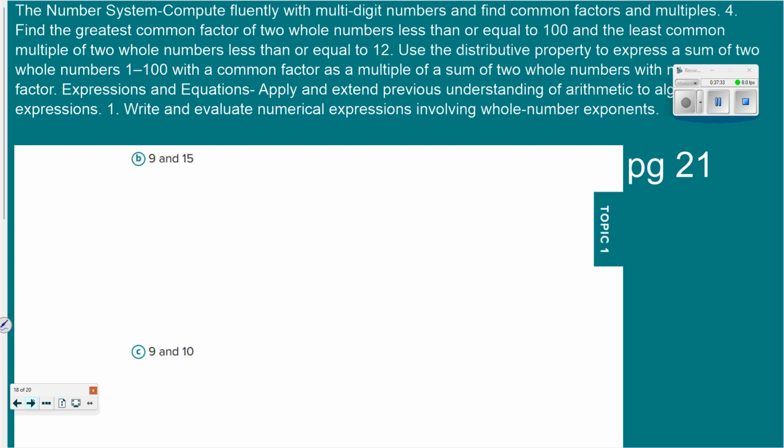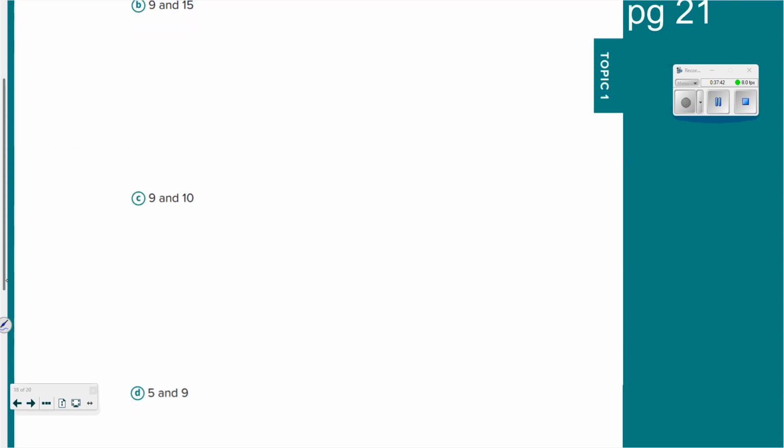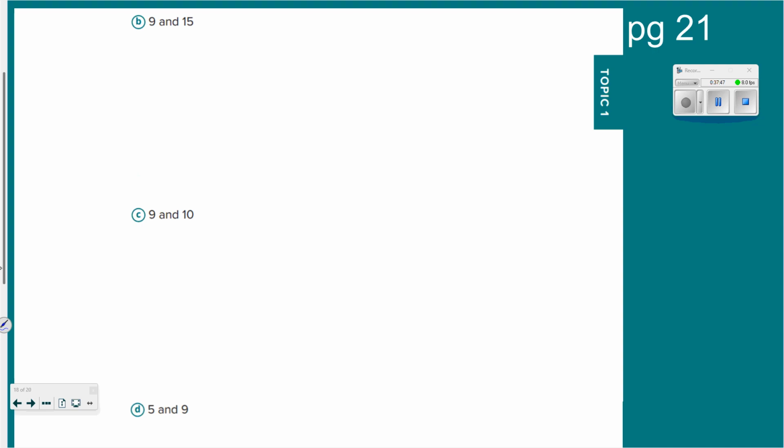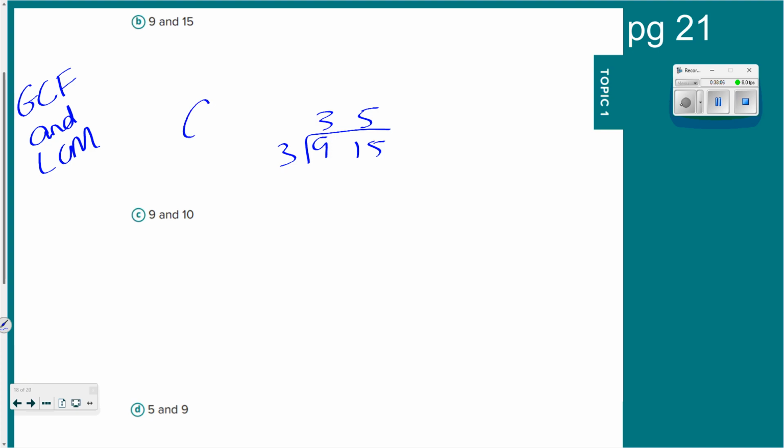9, 15. Can't do 2, I can do 3. Gives me 3 and 5. 3, 5 are my key numbers. GCF is 3. LCM, 9 times 5 is 45. 9, 10. Can't do 2, 3, 5, or 7. That means they are relatively prime. GCF is 1. LCM is 90. 5, 9. Can't divide them both by 2, 3, 5, or 7. Means they are relatively prime. GCF is 1. LCM is the 2 multiplied together, 45. Did I make a minute?